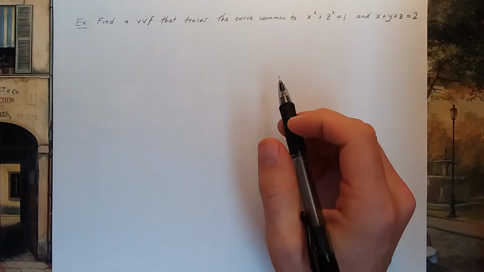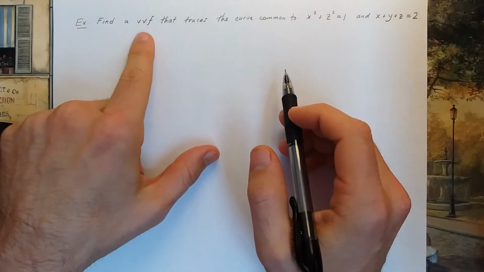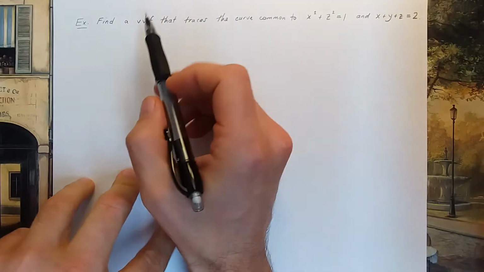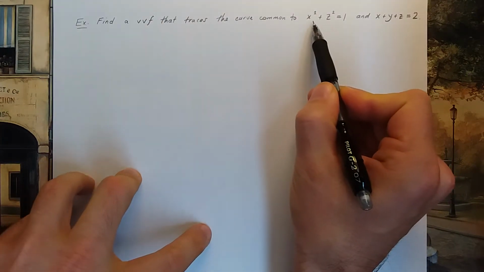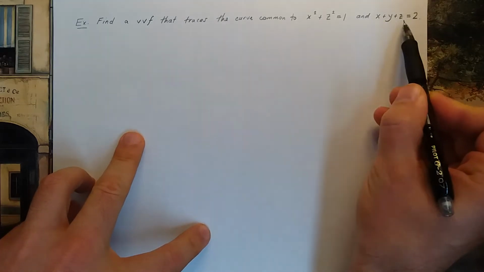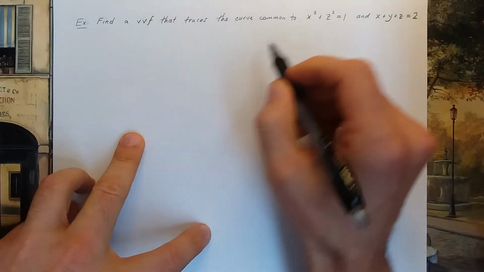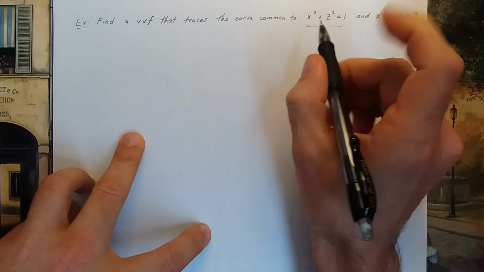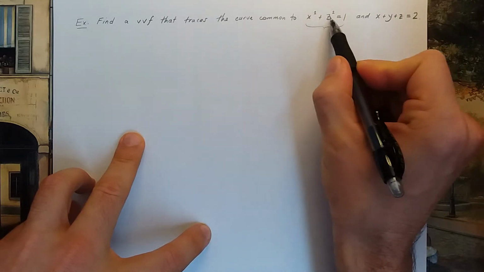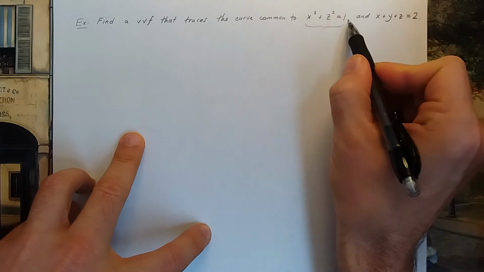So let's try a couple more example problems involving vector-valued functions. How about this one? Let's find a vector-valued function that traces the curve that's common to these two shapes described in R3. So if you think about this shape in R3, in the xz plane, I have a circle.